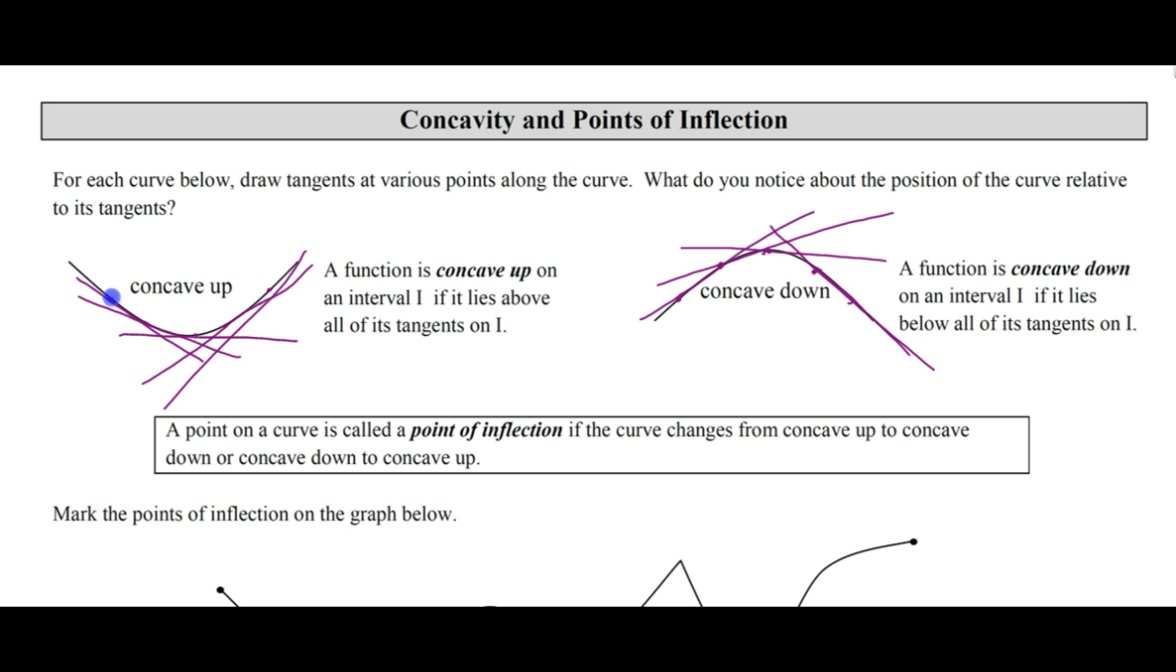So, a function is said to be concave up on an interval I if it lies above all of its tangents on I, right? Like on the interval. And it'll hold water too, right? That's why I think concave up, it holds water.